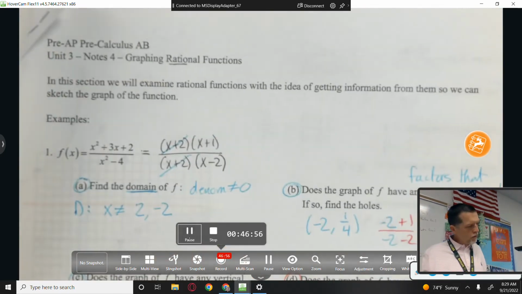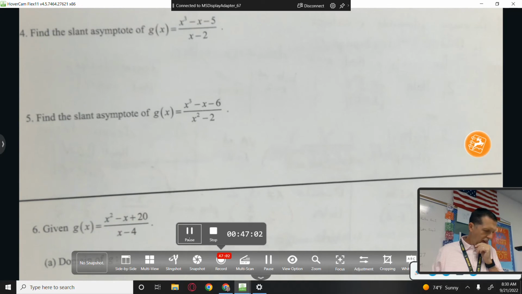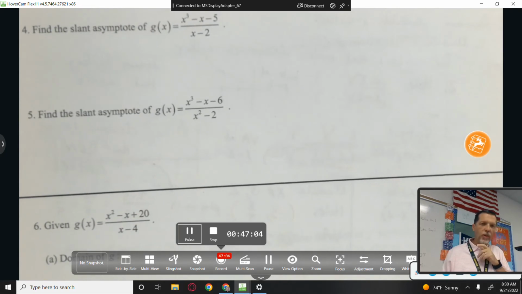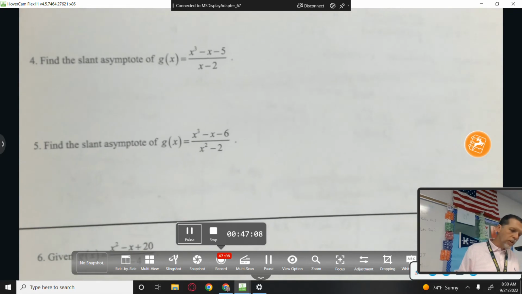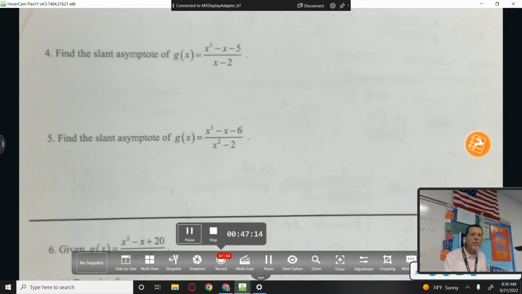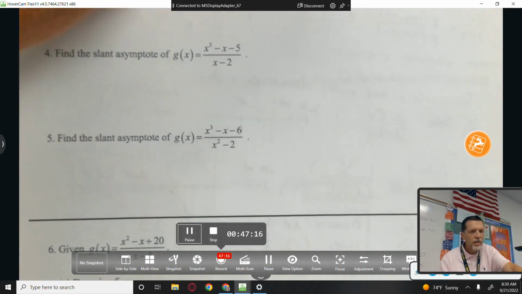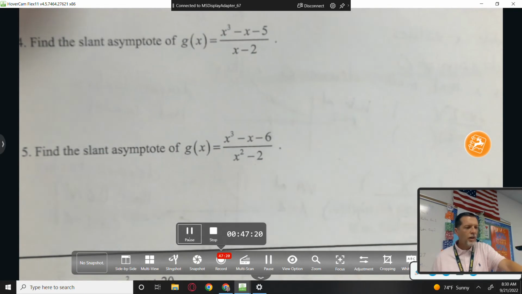All right, I don't want to do all of these. They're all slant asymptote problems, though. That's why. So maybe we should just do number 4 and then see how we feel about things. Find the slant asymptote of that thing for number 4. Well, I mean, it asked for a slant asymptote, but if it didn't ask for one, how would you know that thing had a slant asymptote?